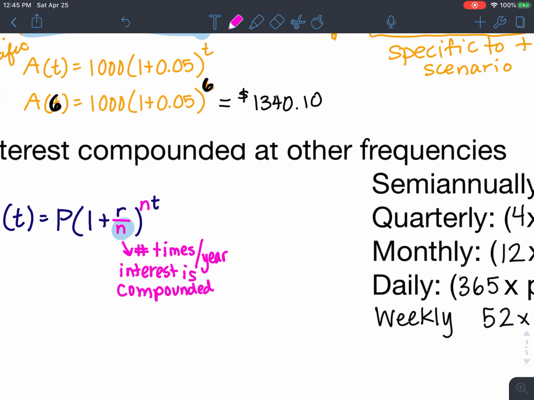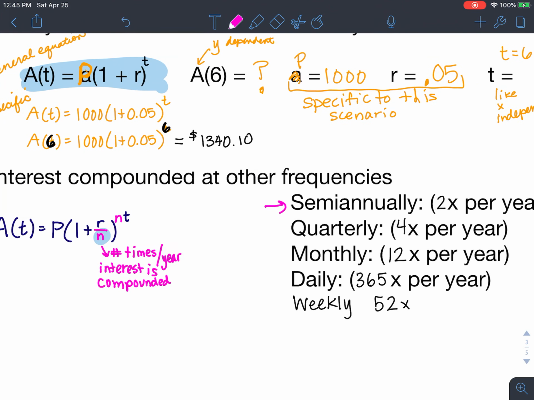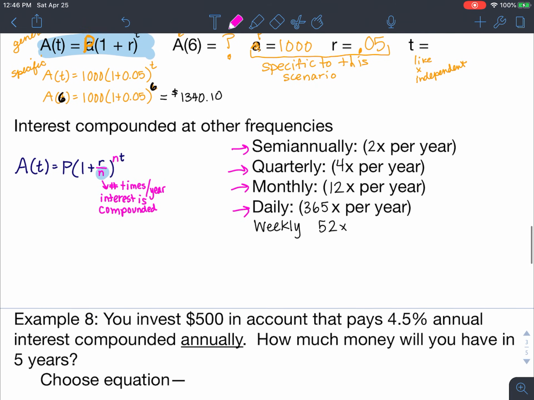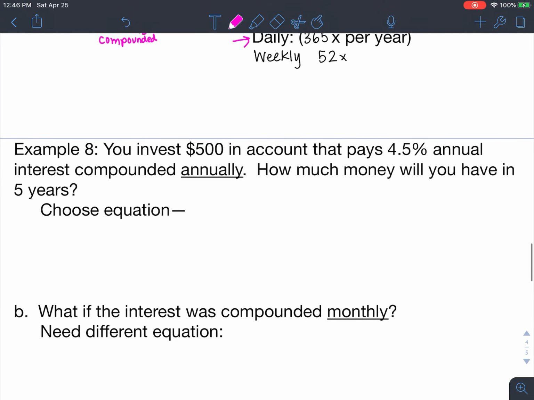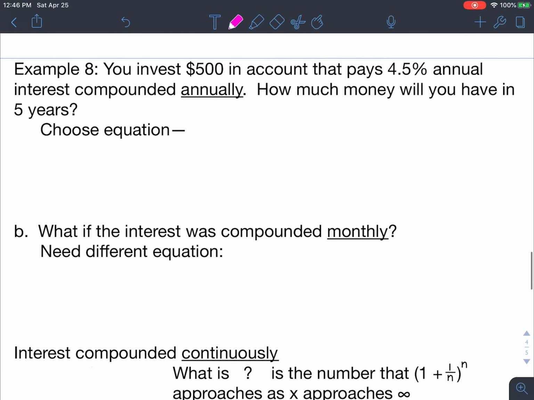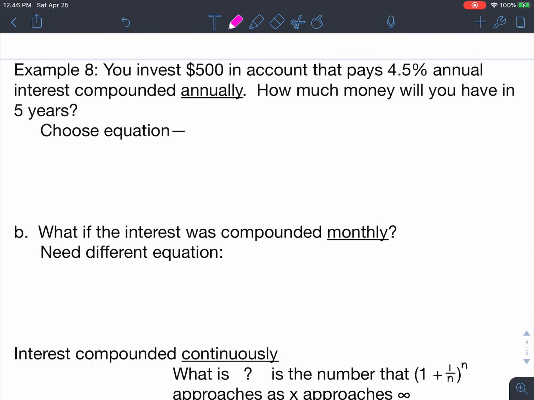And they're not going to give that to you as a number. They're going to give it to you in one of these. They're not going to say the interest is compounded 14 times per year. That's just not something they're going to say. So you have to be able to read the words and then determine how many times it's getting compounded. Okay, so let's take our new equation and do some more problems here.